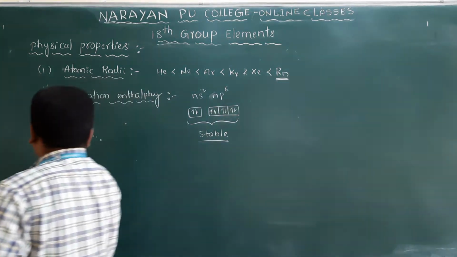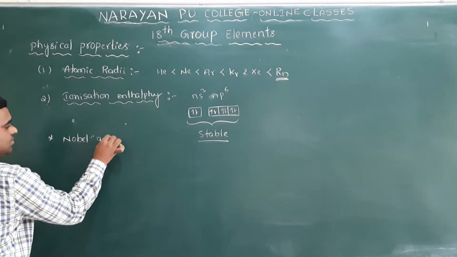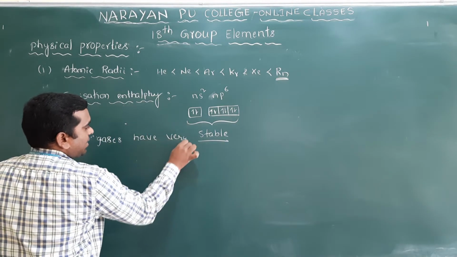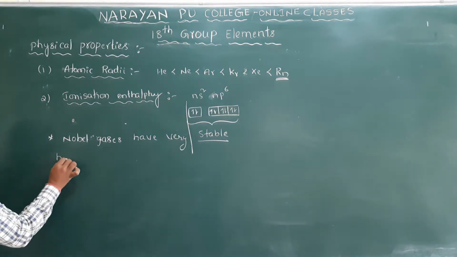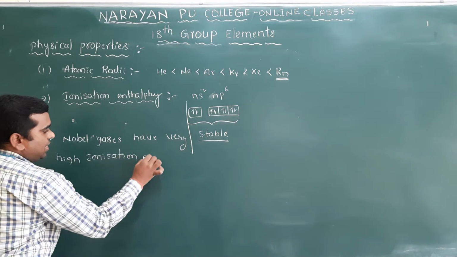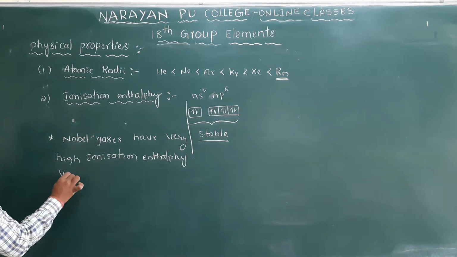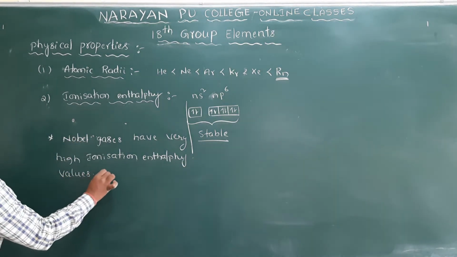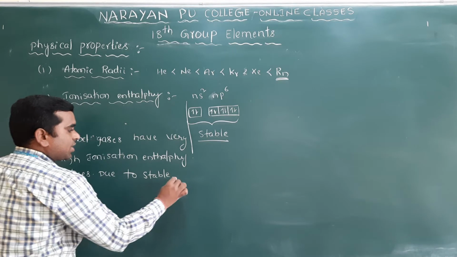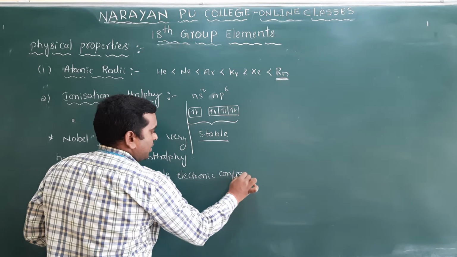Clear? So write that point here: the noble gases have very high ionization enthalpy values. This is due to stable electronic configuration.